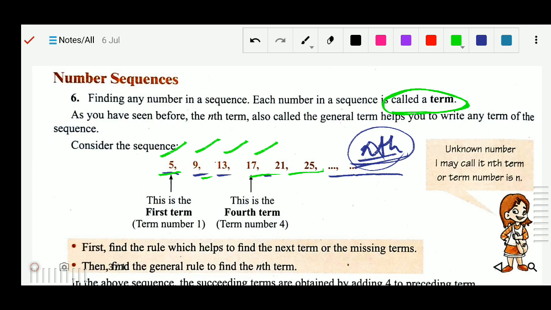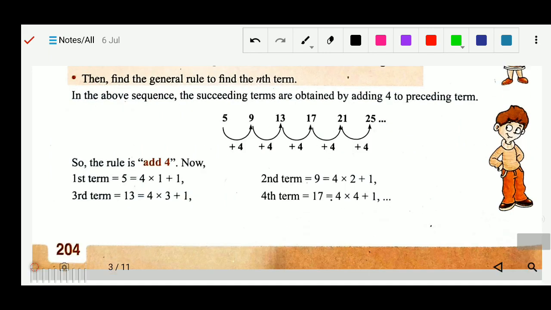So first of all, as I told you, you have to see and find the pattern, the rule which it is following. Then after that you have to form the general rule. General rule means the one that will be applied for all. Like 5, 9, 13 is there, so we have to find the next one. What is there? 4, 4 are increasing only. So here there is a difference of 4, so next we will add 4. So here will be 29. Likewise you have to do it.